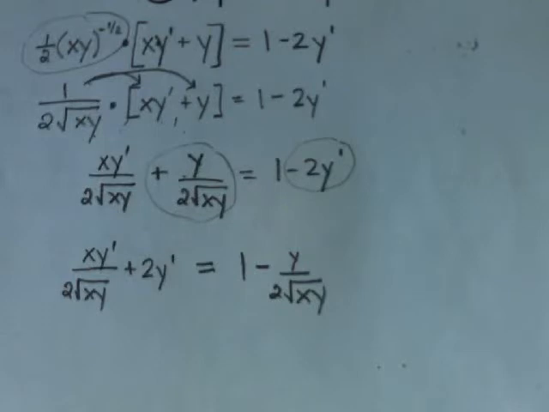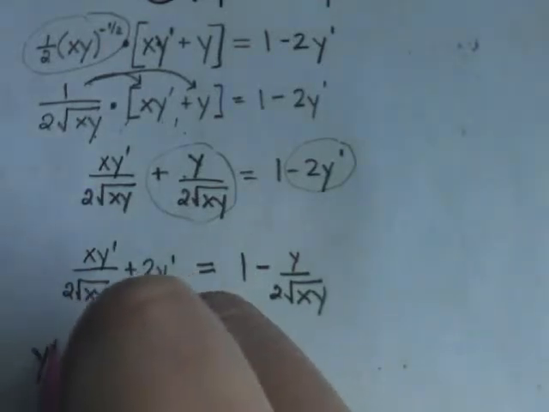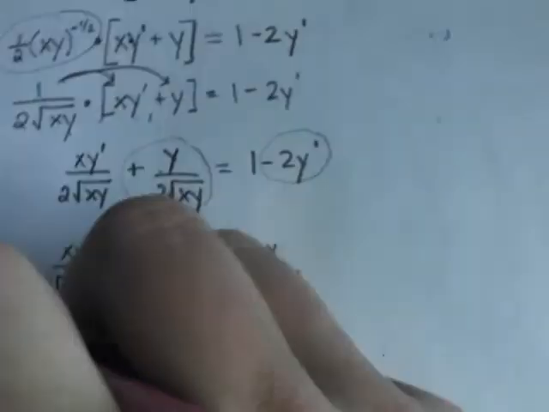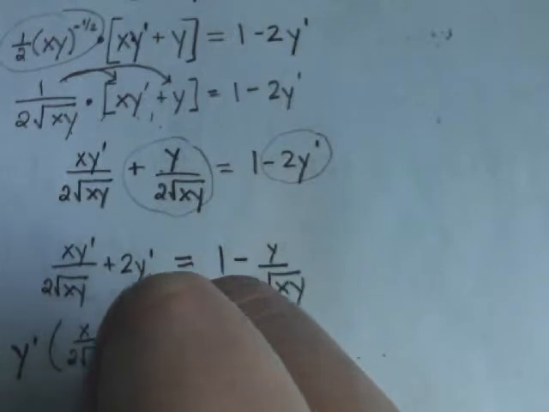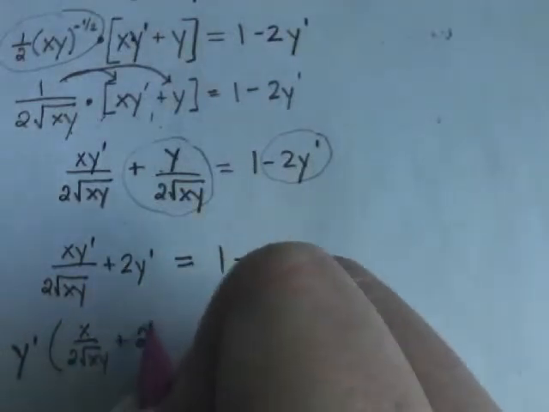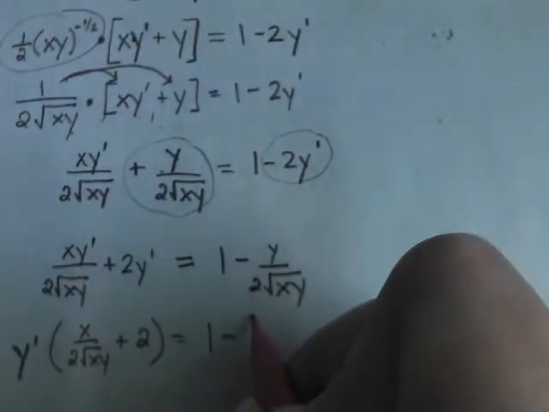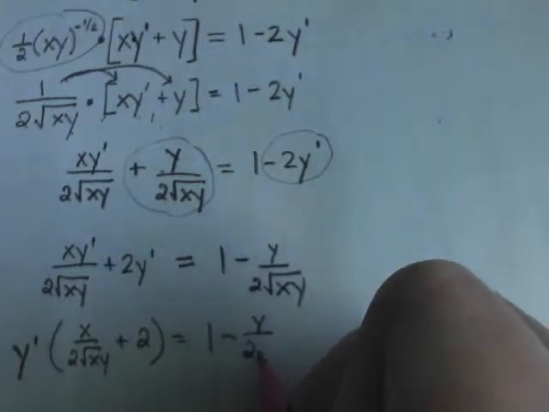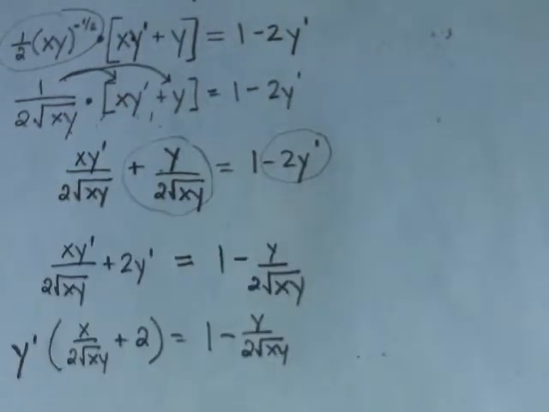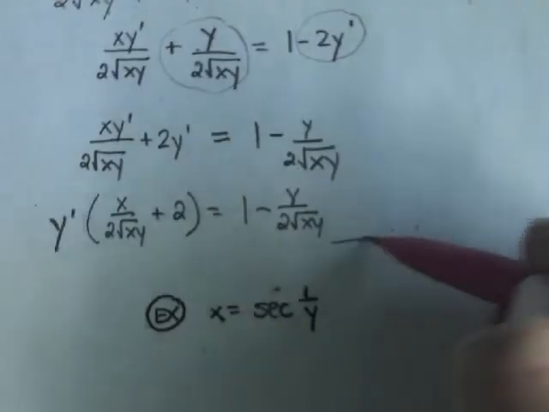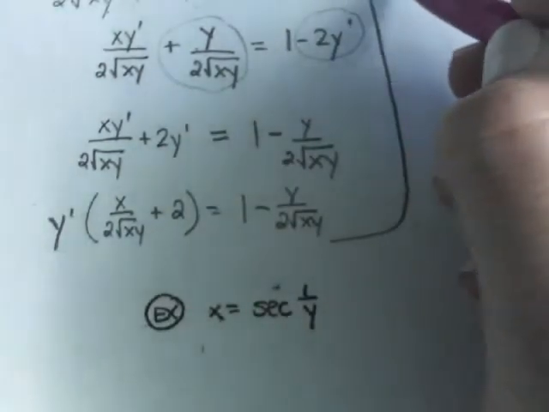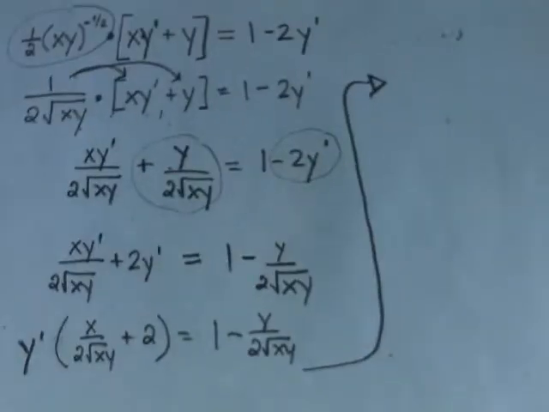And then divide that over. This is why I said very small. I'm going back up. So y prime is going to equal this, 1 minus y over 2 root xy, all divided by x over 2 root xy plus 2. So our y prime is all by itself now, but we do still have some cleanup to go because we have a complex fraction.